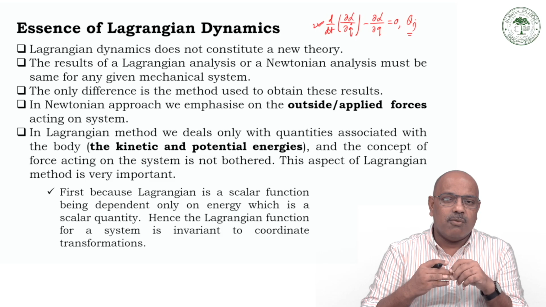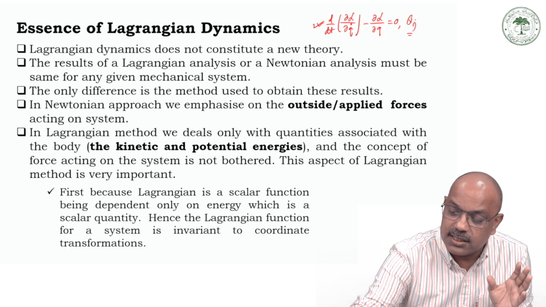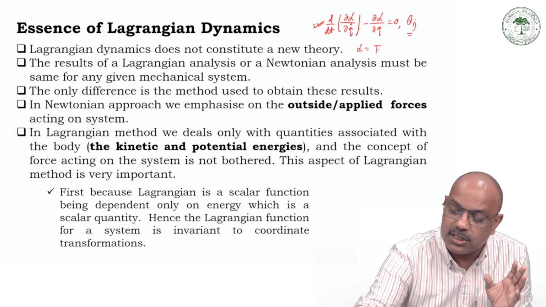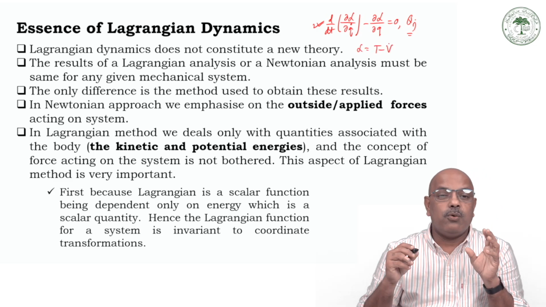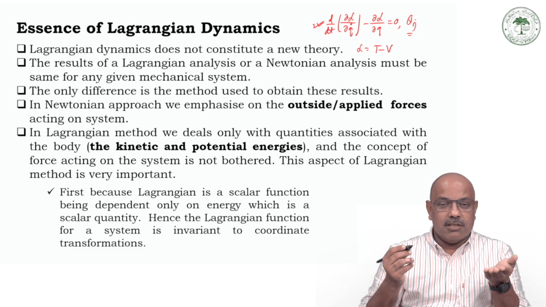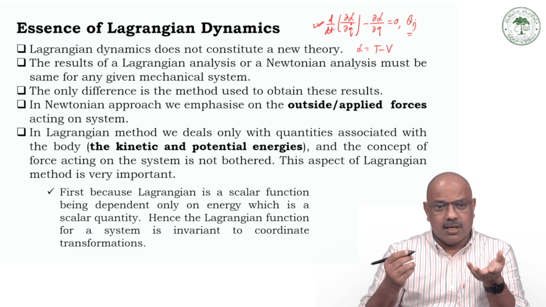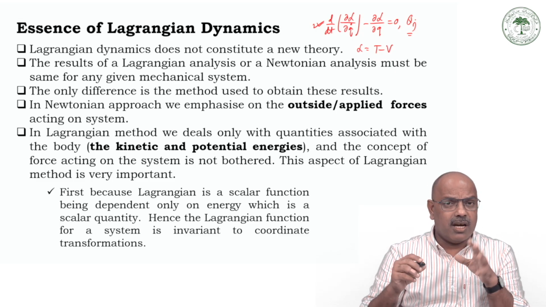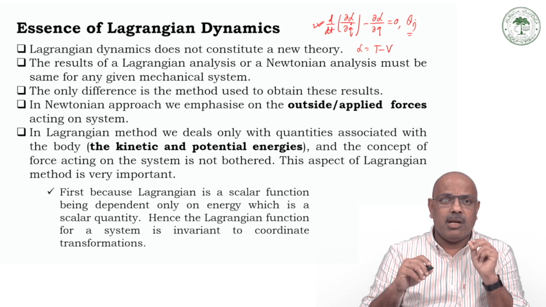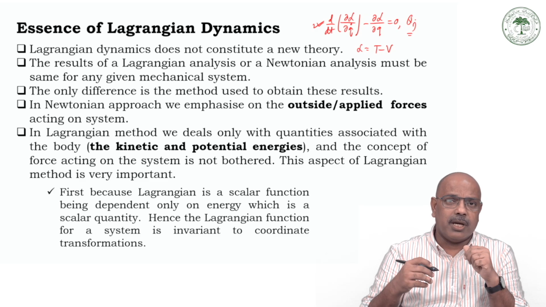But in Lagrangian, what we are going to do, we are not bothering about these forces. I'm bothering about this Lagrangian, which is T minus V. So if I know the system's kinetic energy and the potential energy, which are the two quantities associated with the system, then I can build my Lagrangian. Okay, and what are the forces acting on the system? If I know the kinetic energy and the potential energy, I can very well build the Lagrangian, and I can predict the equations of motion for that particular mechanical system.